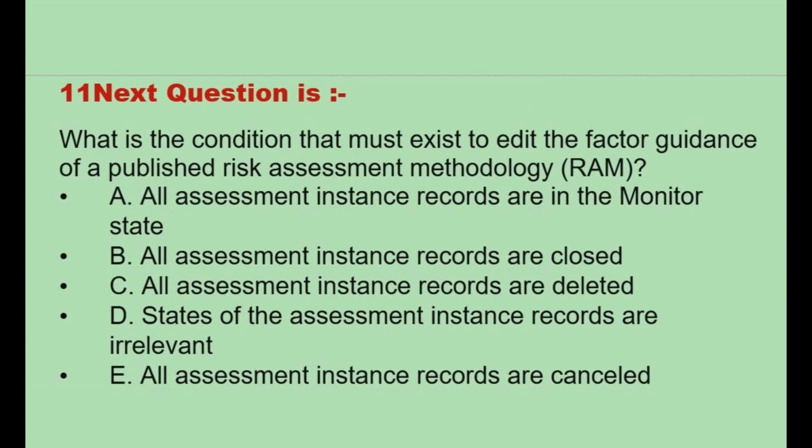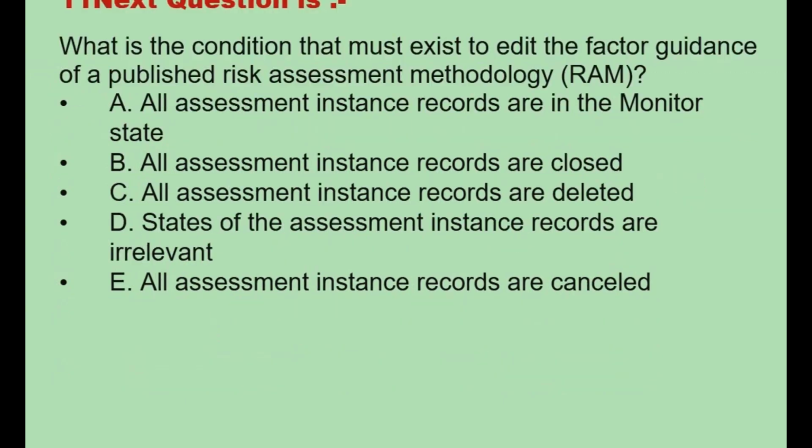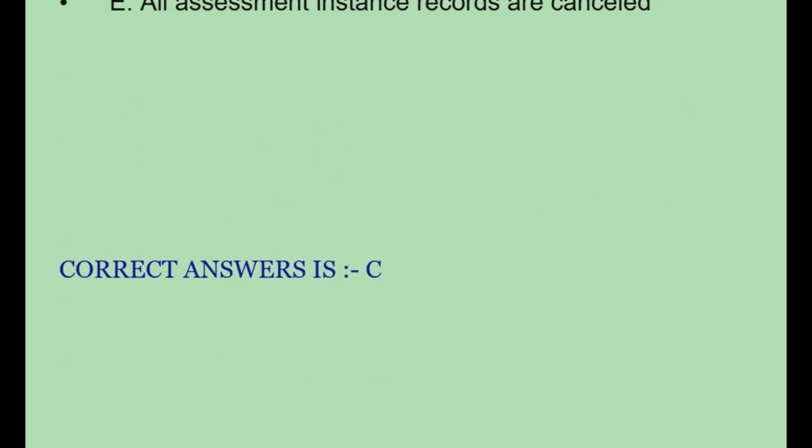Question is, what is the condition that must exist to edit the factor guidance of a published risk assessment methodology, RAM? Option A, all assessment instance records are in the monitor state. Option B, all assessment instance records are closed. Option C, all assessment instance records are deleted. Option D, states of the assessment instance records are irrelevant. Option E, all assessment instance records are cancelled. Correct answer is option C.